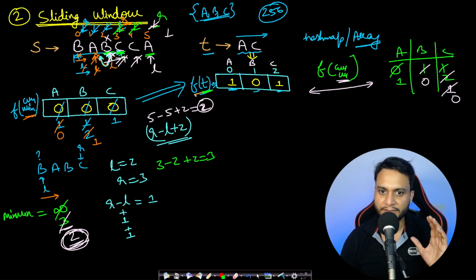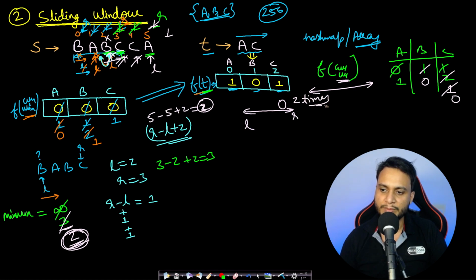Whenever we are sliding a window using the right pointer and left pointer, each item will be seen exactly 2 times, not more than 2 times. One time it will be seen by the right pointer, and another time by the left pointer. Therefore, it is a linear time algorithm, order of n plus m, where n is the length of S and m is the length of T.